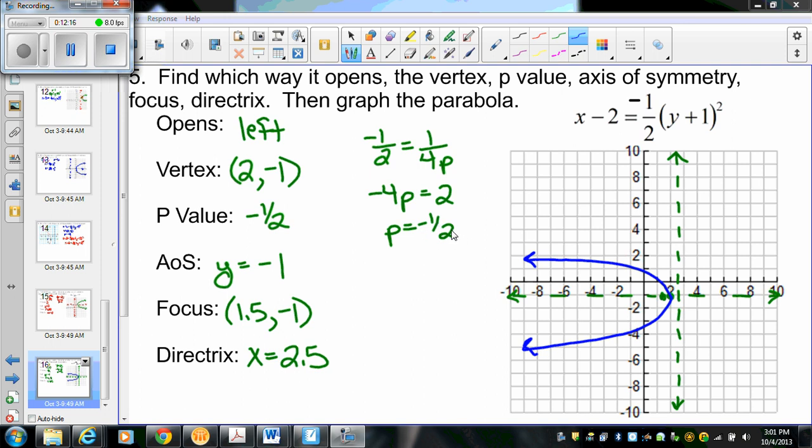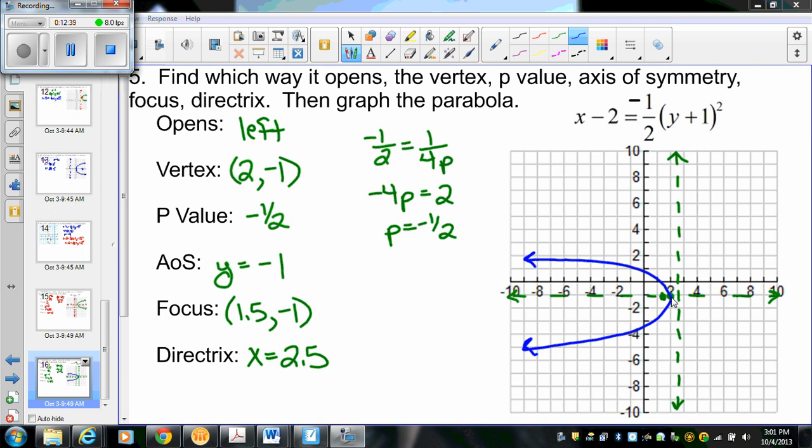So how many of you got that and thought that you had done it wrong because you got a fraction? Well, surprise, you had done it correctly. So since it's a -1/2, from my vertex, I went -1/2 of a unit in the x direction. That's my focus point. And the coordinates for that point are (1.5, -1).